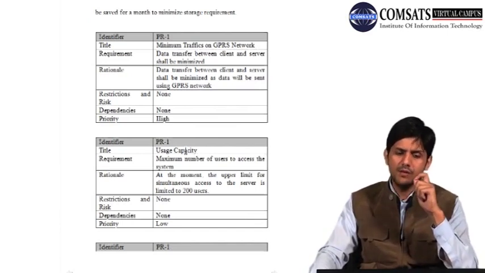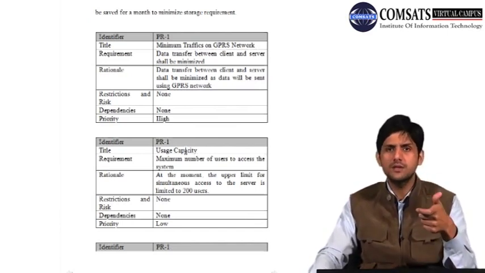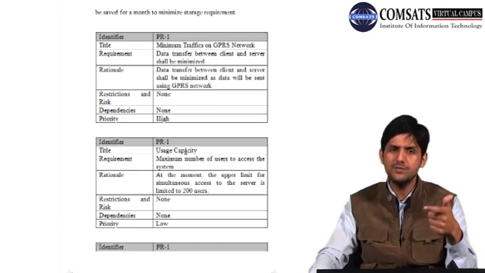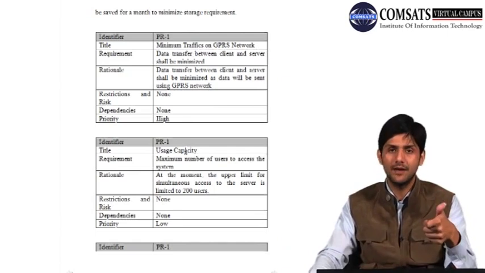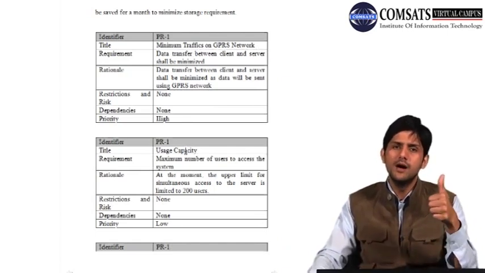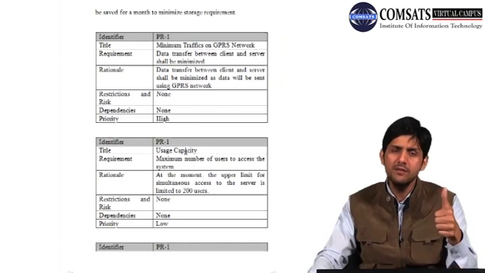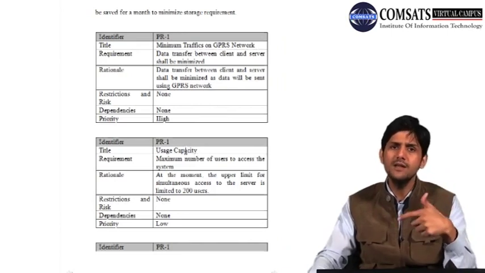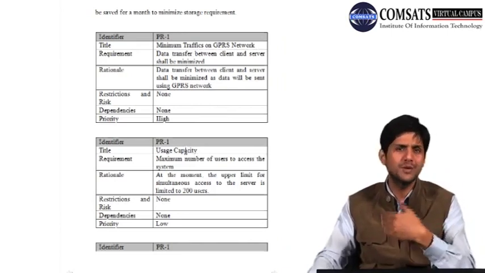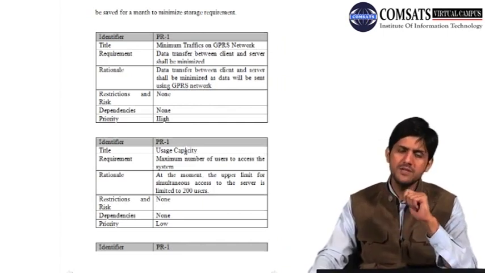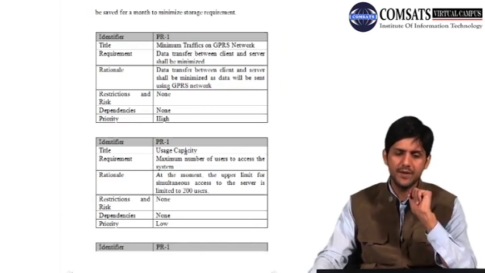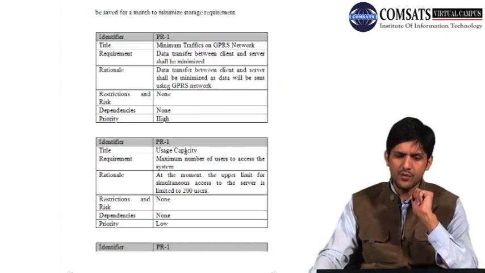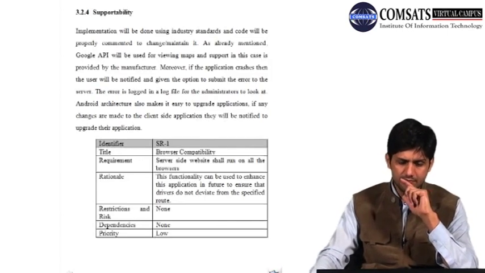And you can see that we have also assigned a priority to even non-functional requirements. For example, the first requirement, which was minimizing traffic on the GPRS network, has a high priority, because this is really, really important that we achieve that. Why is this important? Because if we don't do that, then our whole application would not work properly. And the second one, usage capacity, although also important, has a low priority in comparison to the other one. So this is how we express the non-functional requirements of a system.